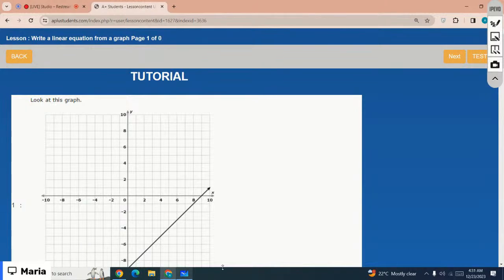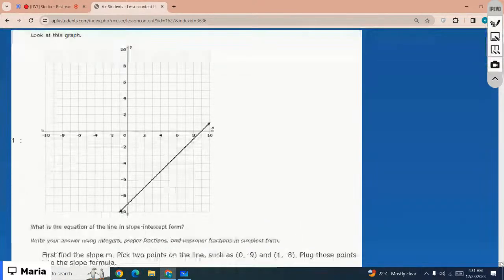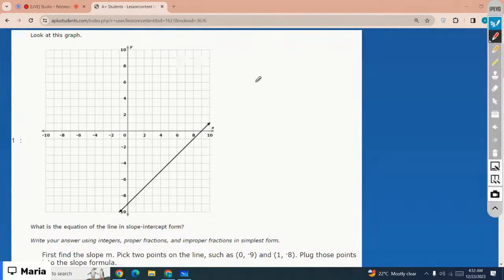Look at this graph. Now you are given the graph. You have to write down the equation in slope intercept form from the graph. How do we write it? We know that the general equation is y equals mx plus b, right? So you need to find two things from the graph. First, you need to find the slope and the y-intercept from the graph.